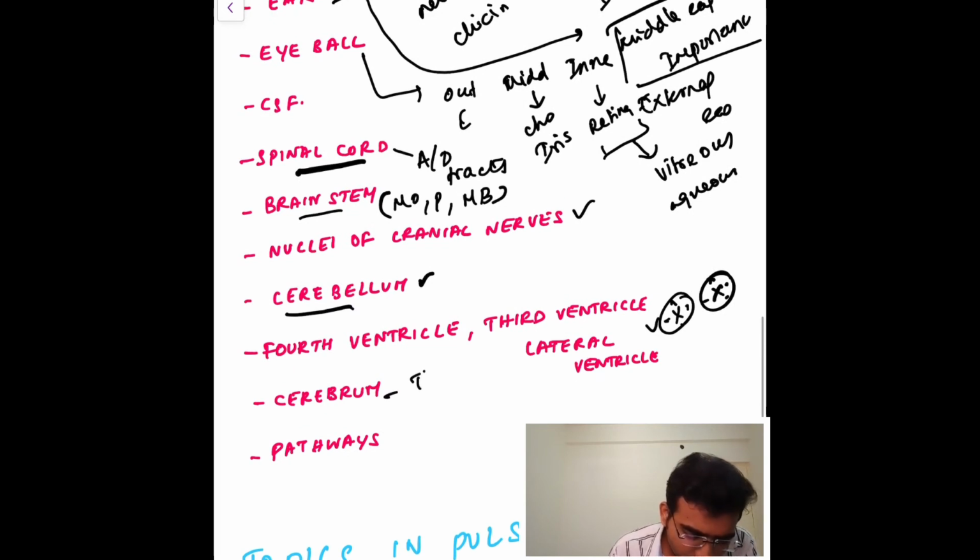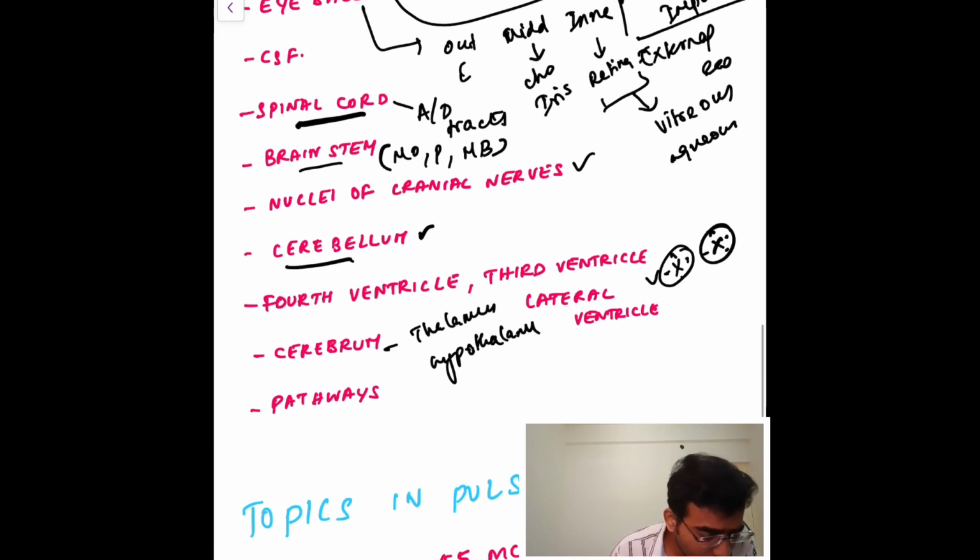For the cerebellum, you should know about the clinical aspects, and the fourth ventricle, the third ventricle, and the lateral ventricles. Very important as far as neuroanatomy is concerned. And the cerebrum: you will deal with the thalamus, hypothalamus, corpus striatum, corpus callosum. Those are all the very important things which come under the cerebrum.